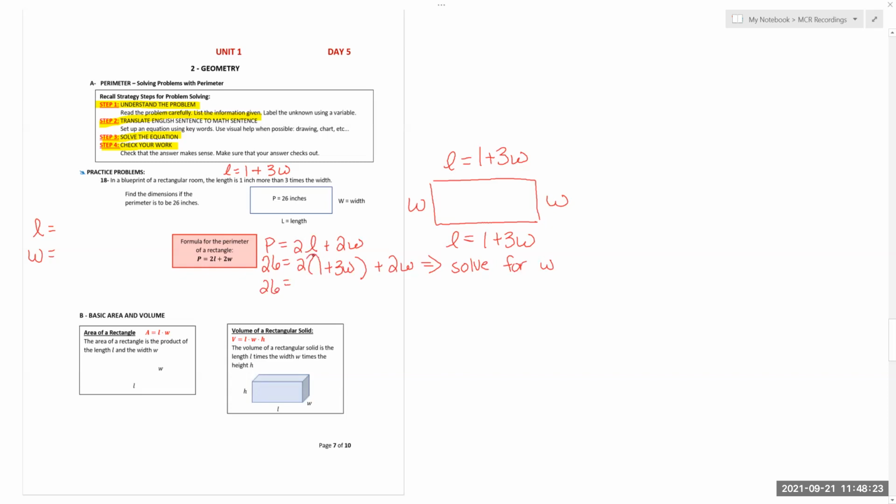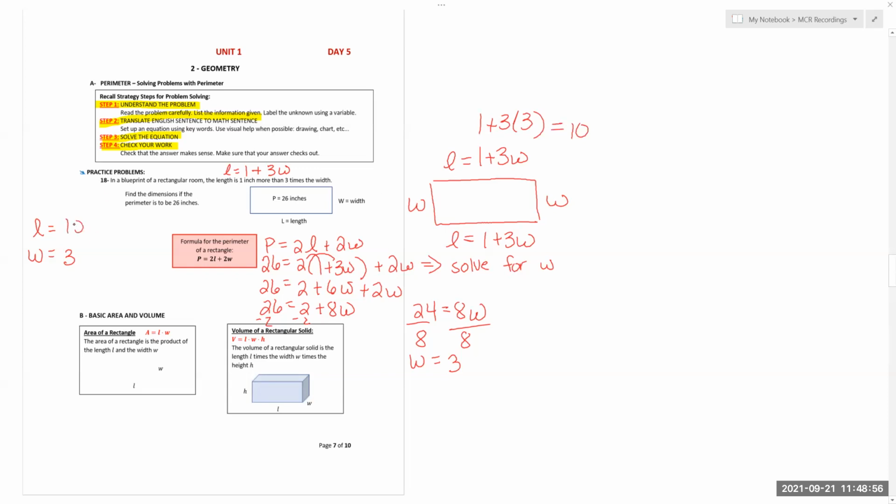So 26 equals 2 plus 6W plus the 2W. 26 equals 2 plus 8W. Subtract the 2. 24 equals 8W. So close, we're almost there. W equals 3. Awesome. And then the length was 1 plus 3W, which makes it 10.